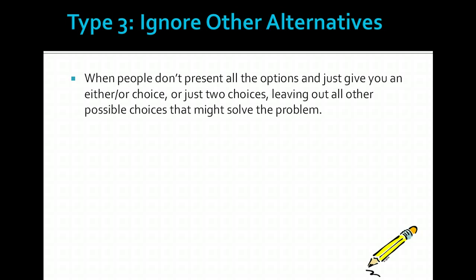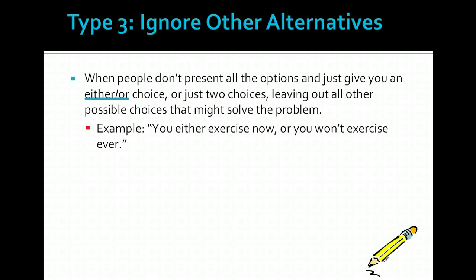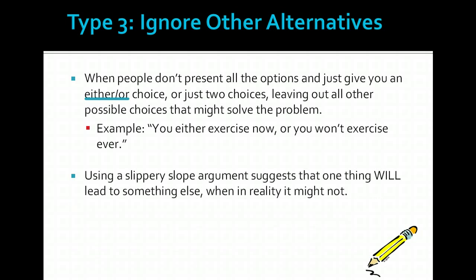Okay, moving on to type 3. Just for your notes, there's 5 things I'm going to go over for this type, so be prepared for that. When people don't present all the options and just give you an either-or choice, or just 2 choices leaving out all other possibilities, this is called either-or, ignoring the other alternatives. For example, you either exercise now or you won't exercise ever. Again, that's not a good argument. That's not good reasoning skills. You need to find another way to do that, or bring up that idea.